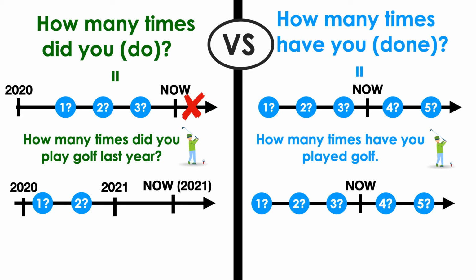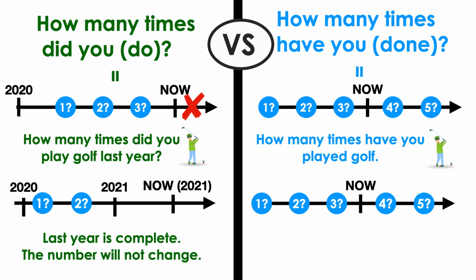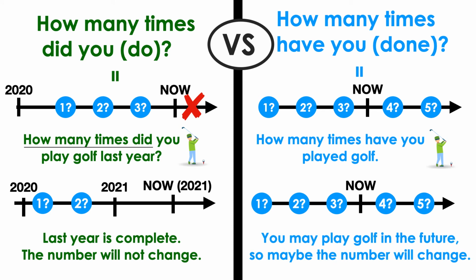In the first example sentence, last year is complete. The number will not change. So we use the past tense, how many times did you, to ask this question. In the second example, how many times have you played golf? You may play golf in the future, so maybe the number will change. In this situation, we use how many times have you done something.